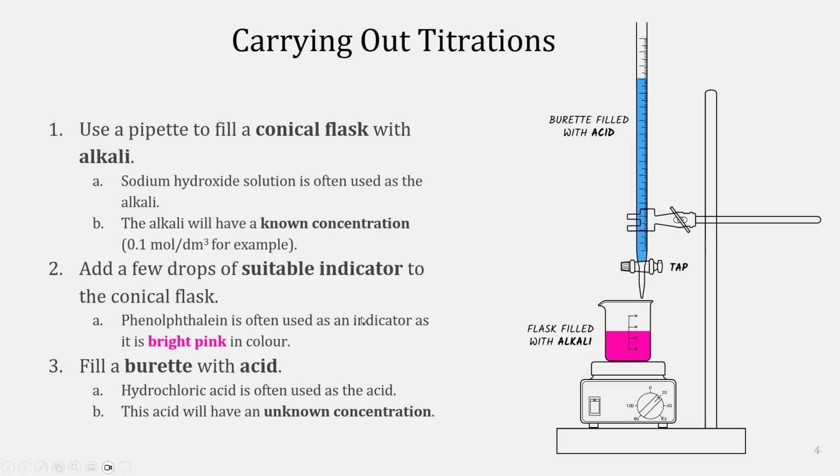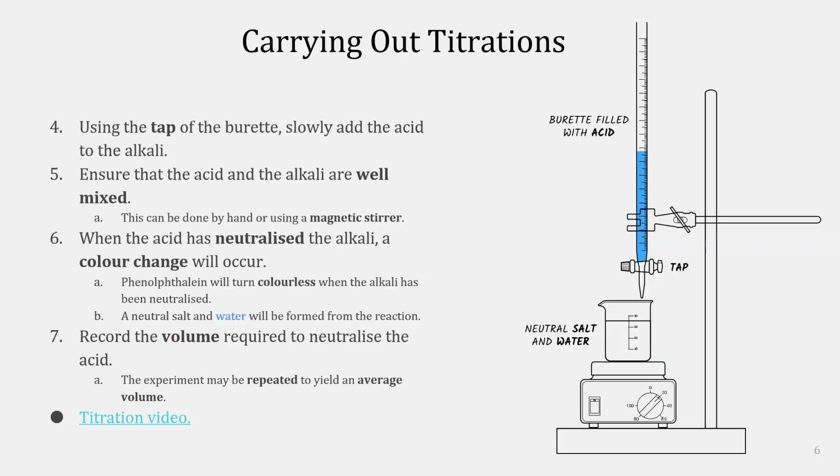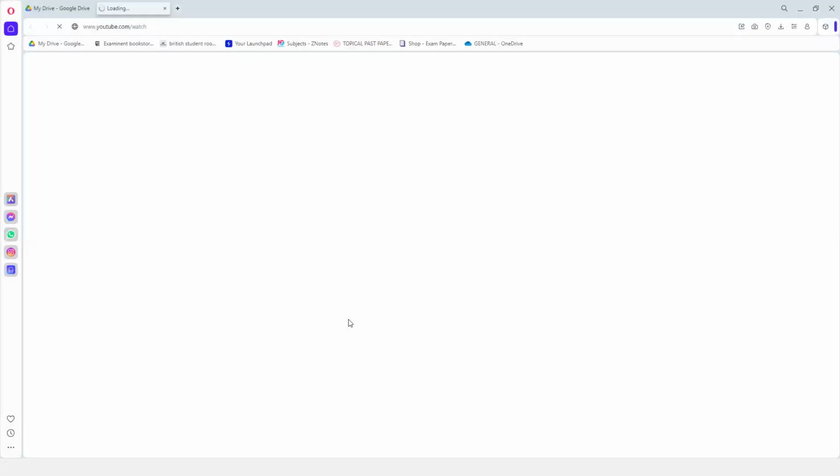And then you keep on swirling it. You keep on dripping, you drip it until it changes color. If you put the indicator in the alkali, it will already be pink, and as you add the acid, it will turn colorless. If you do the opposite way, it will be colorless, and as you add the alkali, it will become pink, right? Yes. Okay.